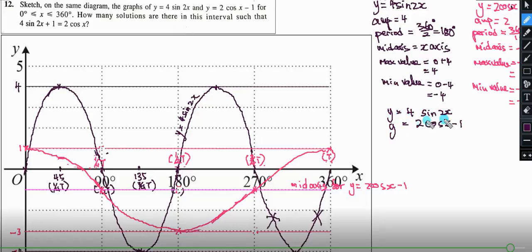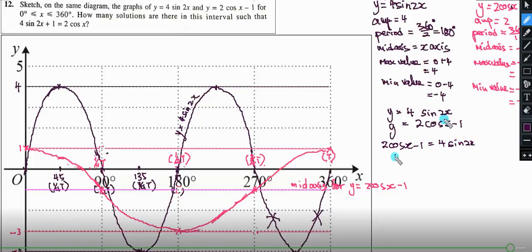y equals 4 sine 2x. If I want to find the intersecting point between this curve, the sine curve, and the cosine curve, what do I do? Since y is equal to this and y is equal to 2 cosine x minus 1, I just take this 2 cosine x minus 1, which is y, and substitute over here. So it becomes 2 cosine x minus 1 equal to 4 sine 2x.